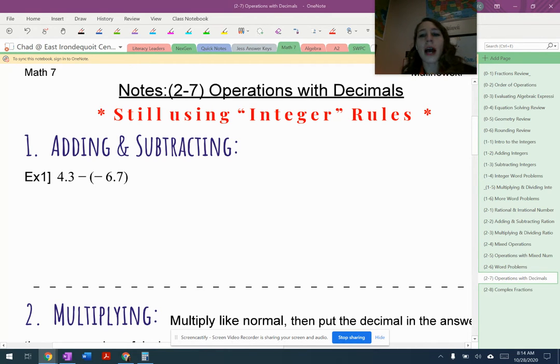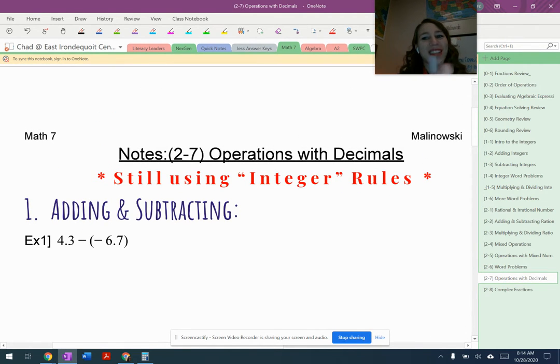So, 2-7, operations with decimals. Remember, most decimals are still rational numbers. The only decimals that aren't rational are those never ending and non-repeating. So let's take a quick note and talk about that with purple.